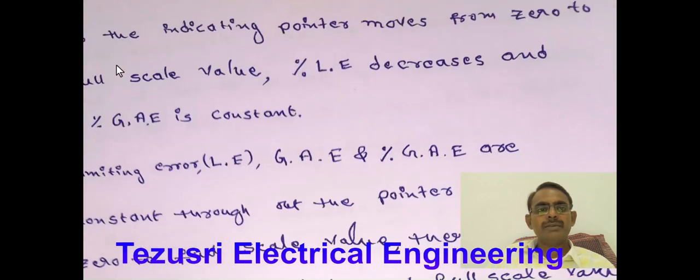From the above example, as the indicating pointer moves from 0 to full scale value, the percentage of limiting error decreases and the guaranteed accuracy error is constant. This is because the percentage of limiting error is specified in terms of true value, while the guaranteed accuracy error is specified in terms of full scale value. Therefore the guaranteed accuracy error is constant, and the percentage of limiting error is decreasing from 0 to full scale value.